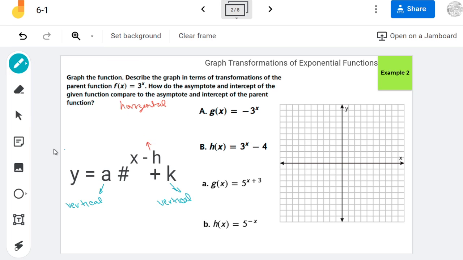All right, so then we have to look at what type of action is happening. Is it multiplication or is it addition or subtraction? Okay. Now if it's multiplication, there's 3 jobs that it does. If I'm multiplying by a negative number, I'm reflecting it vertically. If the actual value of that number is less than 1 or greater than 0, I'm doing a vertical compression. That means I'm squishing the graph down. If that actual number is bigger than 1, I'm doing a vertical stretch.